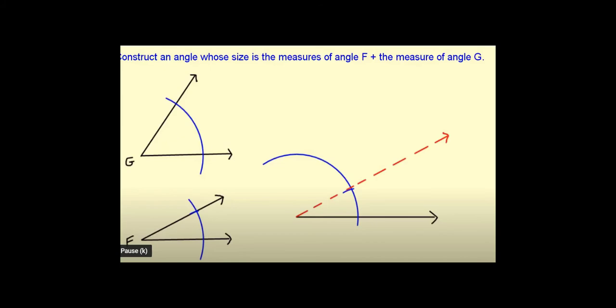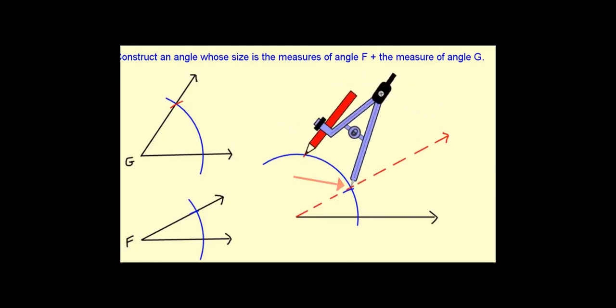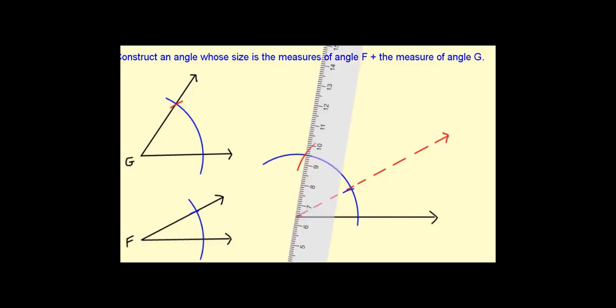But because I'm looking for an angle that has the measure of F plus G, what I'm going to do is measure the opening of angle G and put that onto the dotted red line. I've got the compass opened to the right measurement. I'm going to pick up the compass, put it right here, and see where it intersects that arc. Then all I have to do is draw my final ray. And this ray makes the angle that I'm interested in.